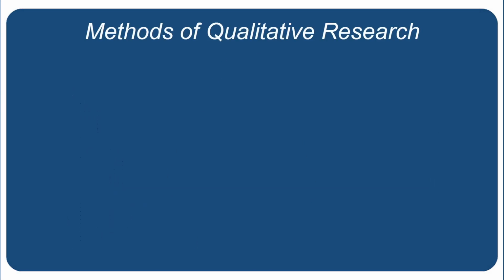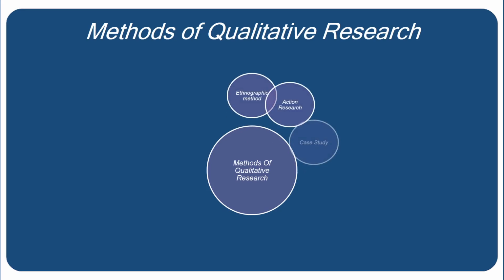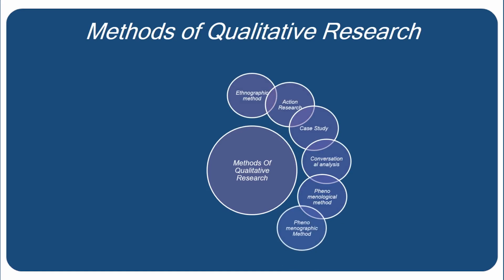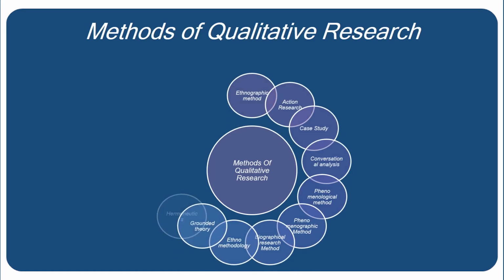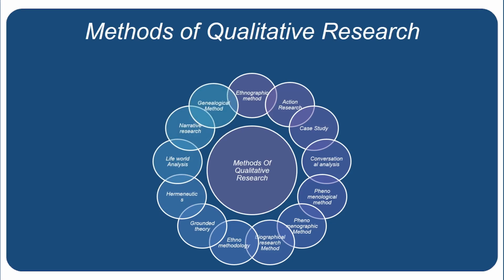Now, coming to the specific methods used in qualitative research, we find ethnographic method, action research, case study, conversational analysis, phenomenological method, phenomenographic method, biographical research method, ethnomethodology, grounded theory, hermeneutics, lifeworld analysis, narrative research, and genealogical methods. Well, it should be remembered, when one particular method is used as a broad framework, the entire research goes under that particular paradigm. Then the method becomes a tool in that particular research.